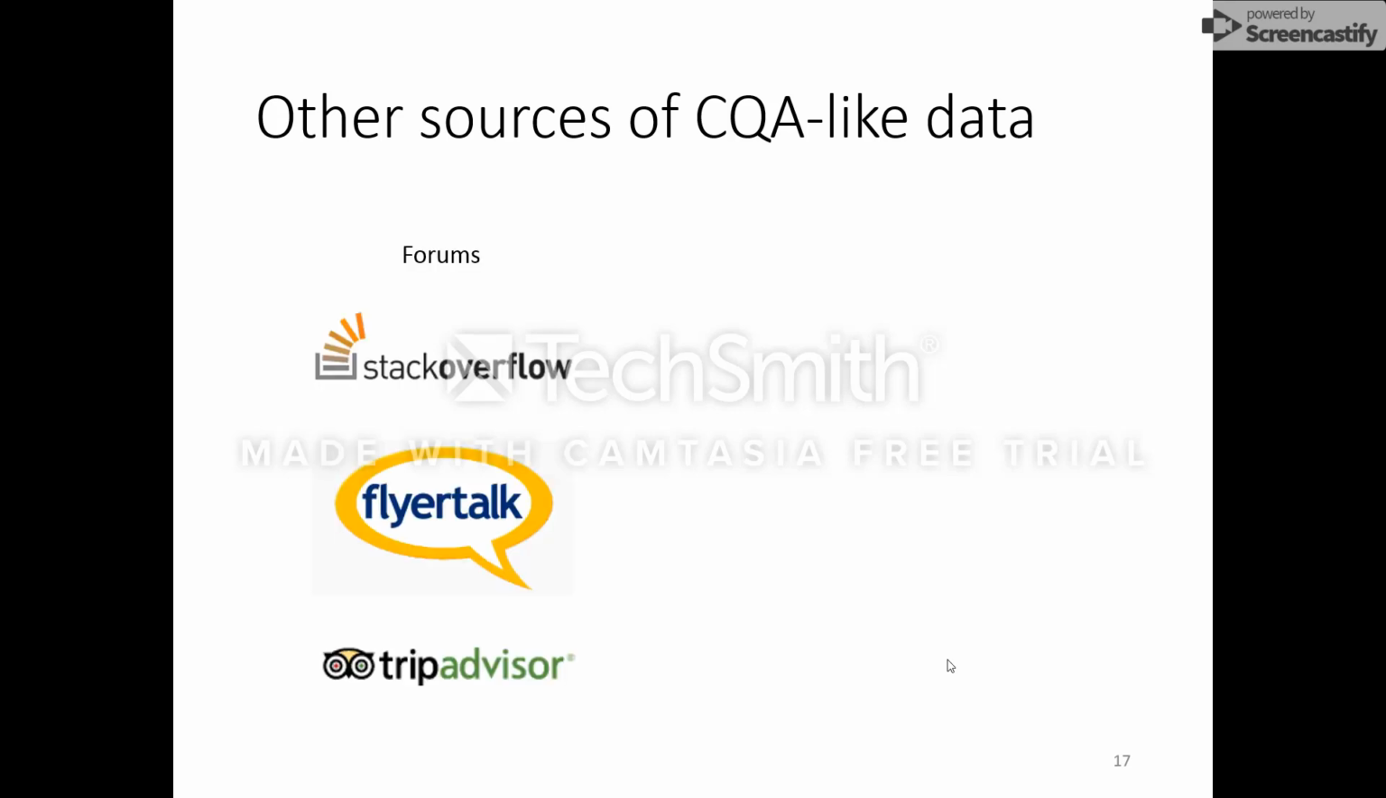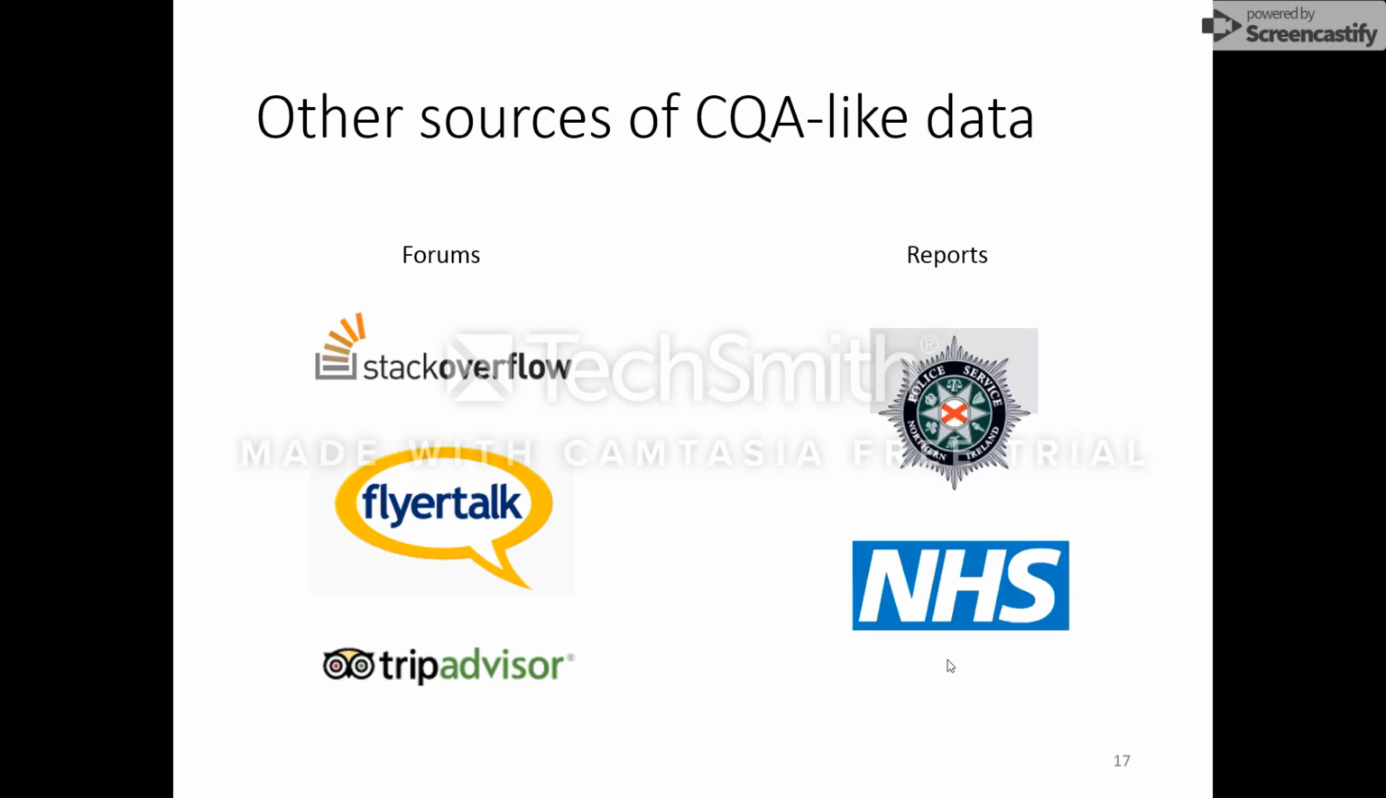Okay, so there are other sources of CQA-like data. So CQA data, as we saw, would be a typical how or why question followed by a bunch of answers. And these kinds of how or why questions and answers could be procured from other kinds of data sources as well. So there could be forums where people ask questions and people answer. There could be things like domain-specific forums like FlyerTalk, where people ask queries about flights and traveling on flights and so on, maybe transiting through airports. There could be TripAdvisor, which is mostly a tourism-focused forum. And there could be reports from other kinds of services.